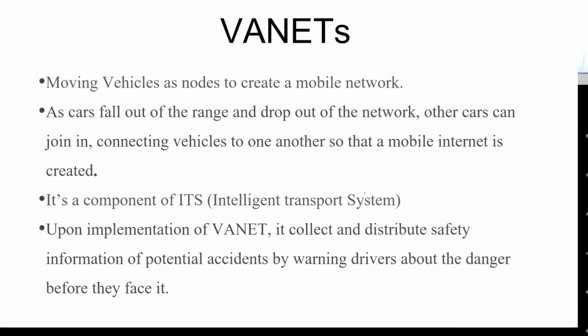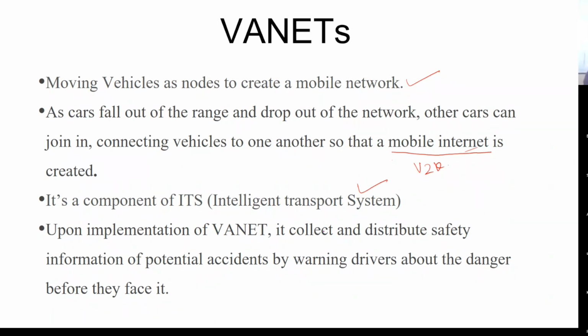Now some of the properties of vehicular ad hoc networks: it uses moving vehicles as nodes to create a mobile network. Cars that fall out of range drop out of the network, and other cars can join in, connecting vehicles to one another so that a mobile internet is created. The main challenge here is that the mobile internet is created. So cars can talk to each other, which we call V2V, vehicle to vehicle. It is a component of the intelligent transport system, that is ITS.